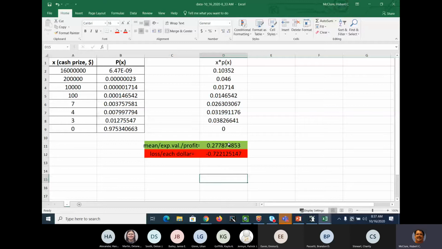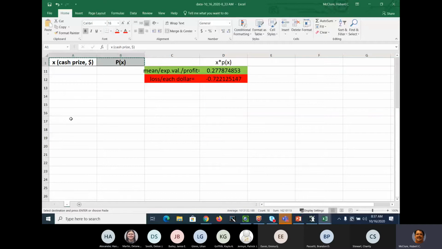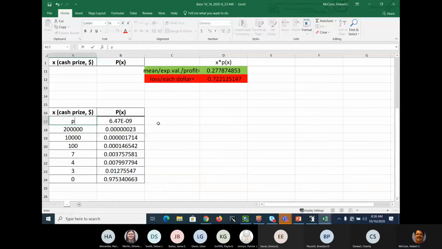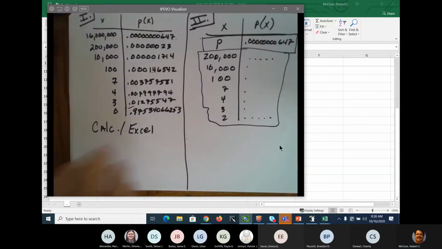But what do you do with part two, Hubert? Well, I'm going to do that right now. I'm going to copy this, Control C. That's why Excel is so easy to use, and Control V. And I'm going to take out this number right here and call it P. Now I've got an algebraic equation. Now, when you have an algebraic equation, I'm going to take you back to pre-algebra. Let's say you have an algebraic equation that looks like this.